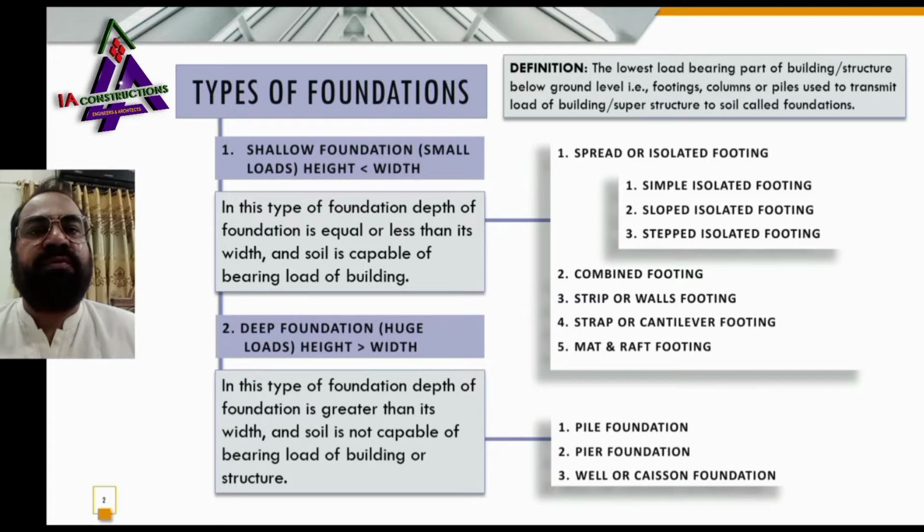Guys, foundations have two main types. Number 1, shallow foundation. Number 2, deep foundation. Number 1, shallow foundation. In this type of foundation, depth of foundation is equal or less than its width, and soil is capable of bearing load of building. Number 2, deep foundations. In this type of foundation, depth of foundation is greater than its width, and soil is not capable of bearing load of building or structure.